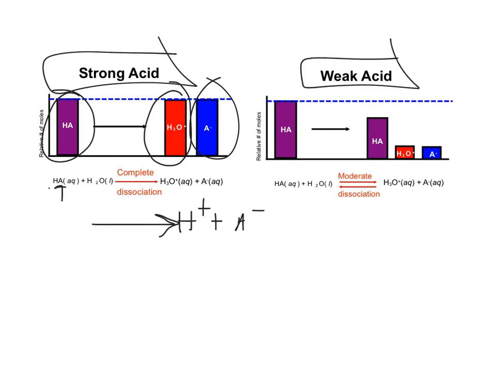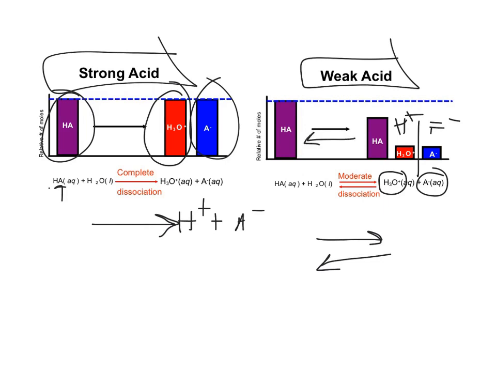Comparatively, for a weak acid, they want you to draw a two-way arrow. When you place a weak acid in water, it's partially going to ionize. You're going to have a split between the hydrogen and whatever was the anion. But then you're going to see the reaction reverse itself, and it's going to go back to being an acid. So it only partially dissociates.